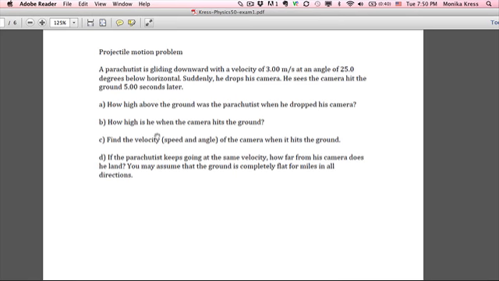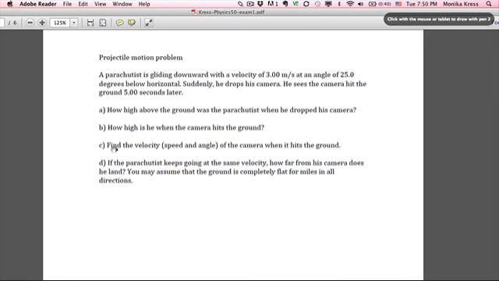All right, and the next problem, this is the projectile motion problem. We did not need to find the velocity of the camera when it hit the ground.